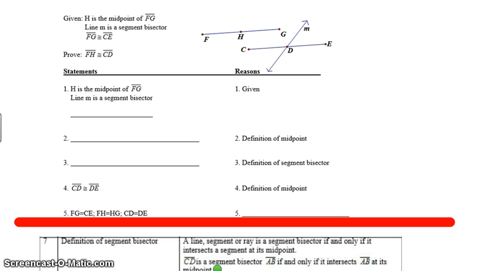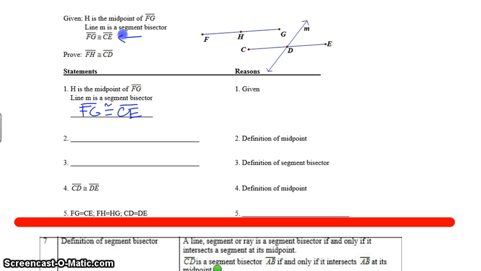Moving on to the next proof, and this one was quite long, so I've cut it up into 2 different slides. To begin with, they tell us H is the midpoint of FG. Line M is a segment bisector. They also told me this, which hasn't been written down here, so I'm going to add that to my statements that are given. Anything you use in your proof has to be stated. If I'm going to later use FG being congruent to CE, I've got to write it in my steps.